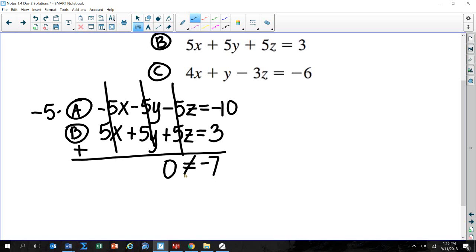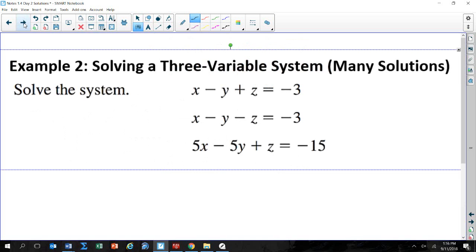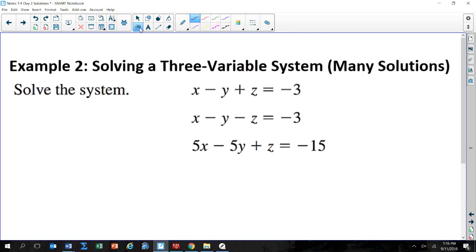Okay, so that is an instance where you have no solution. If all of your variables drop out, and what's left is a statement that is not a true statement, no solution. That's it. Okay? If something like that happens, you move on with your life. Okay? The second example is many solutions.